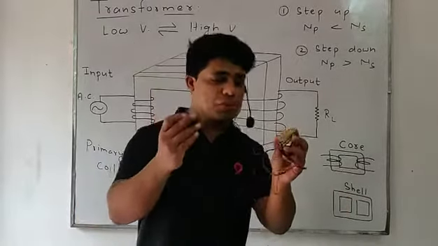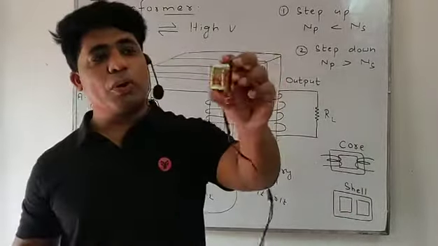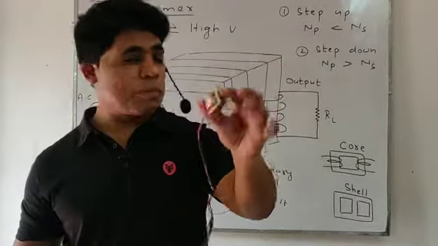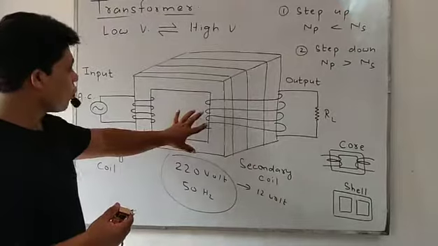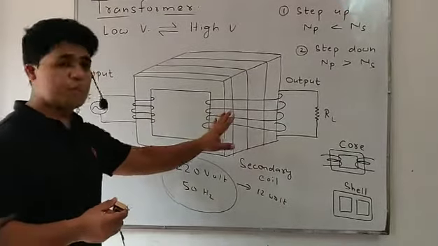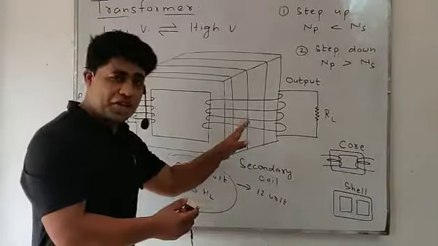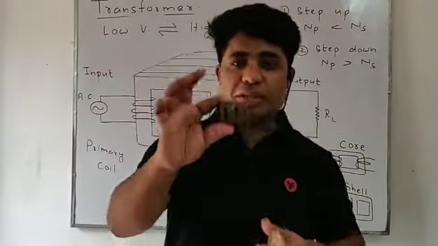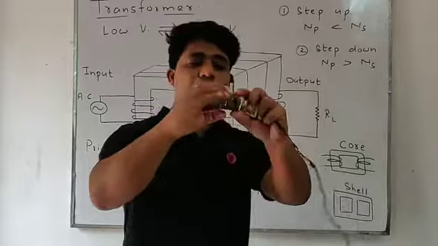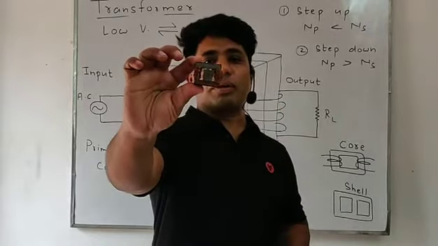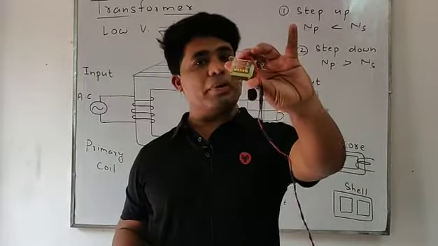I have both. Look at students, this is a transformer. See, this transformer is said to be core type. This is the example of core type. Primary and secondary are separate, wound on separate limbs. And this is called shell type. Look students, this is called shell type. So this is the shell type transformer, and this is called the core type transformer.